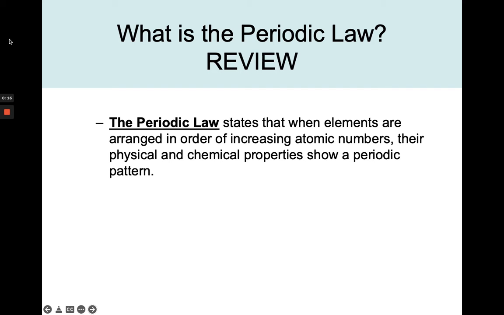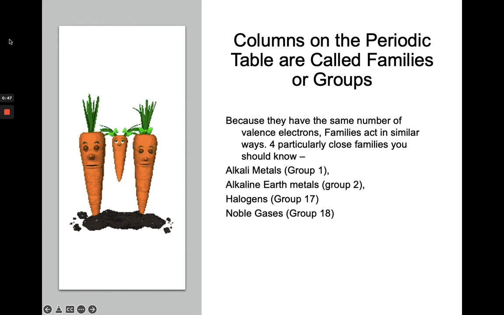So first of all, a quick review from previous lessons. What is the periodic law? The periodic law states that when elements are arranged in order of increasing atomic number, their physical and chemical properties show a periodic pattern. And we're going to dive deeper into that periodic pattern in this lesson as we talk about trends that we can see in the elements in the periodic table when they are arranged by increasing atomic number. And remember, atomic number is the number of protons.